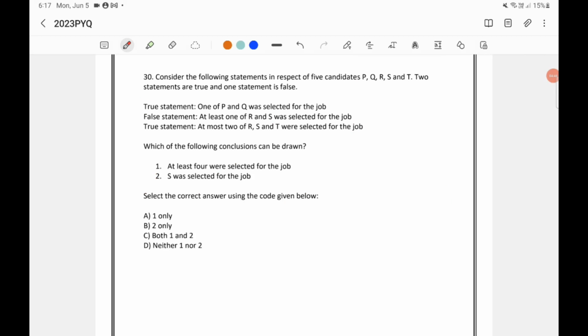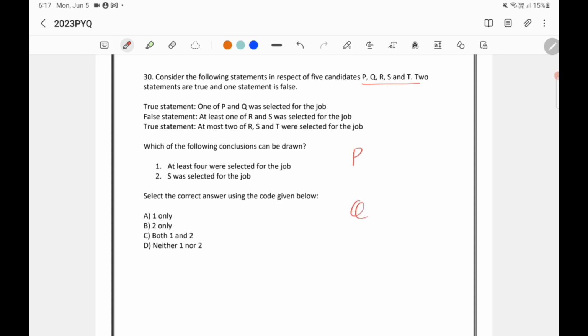So let us see the next question. Consider the following statements in respect to 5 candidates P, Q, R, S, T. 2 statements are true and 1 statement is false. So let us read the first true statement. One of P and Q was selected for the job. So either P was selected or Q was selected. So let us write different possibilities. So either P was selected or Q was selected.